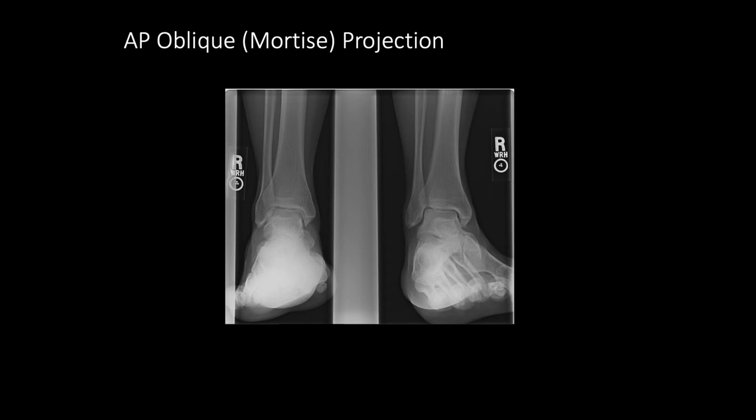So here's another view of it so that you can compare different films. Let's say the foot's a little more difficult to see in this because it gets blurred out, but you can see the mortise here.